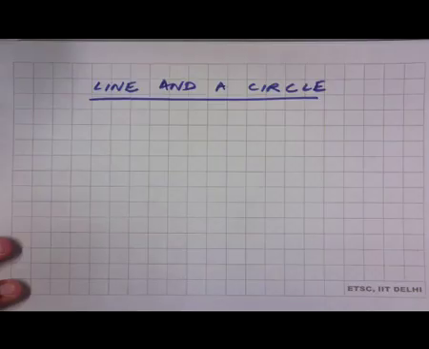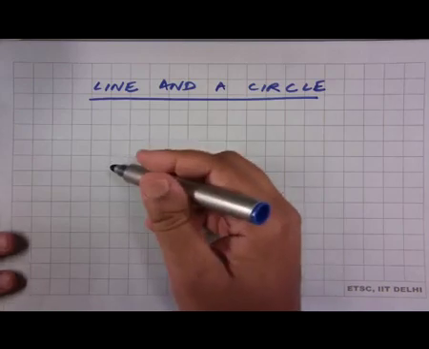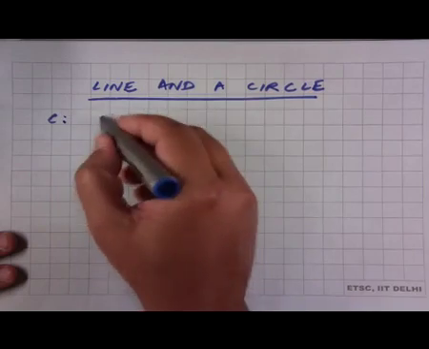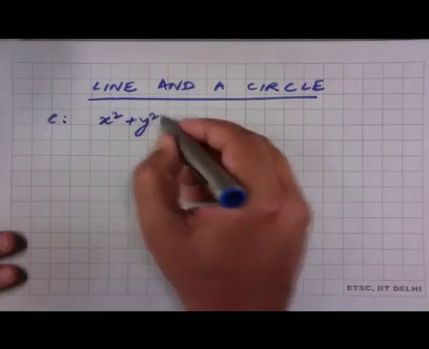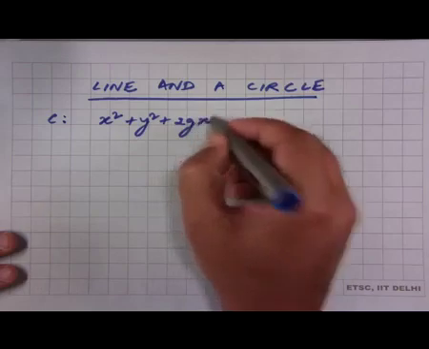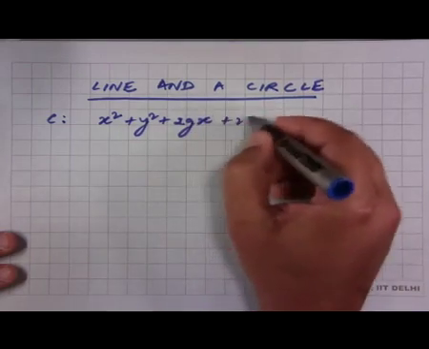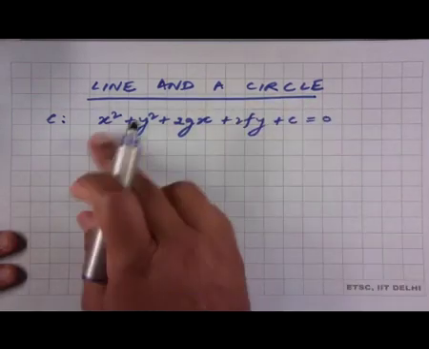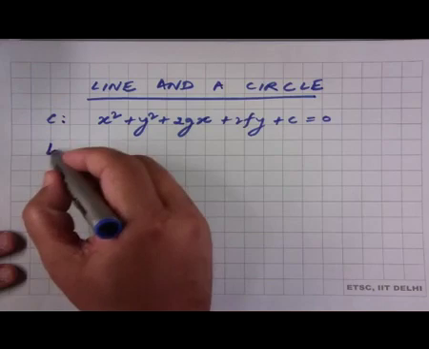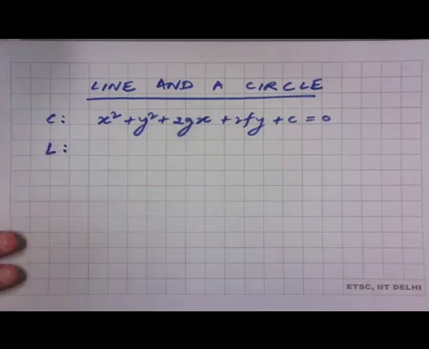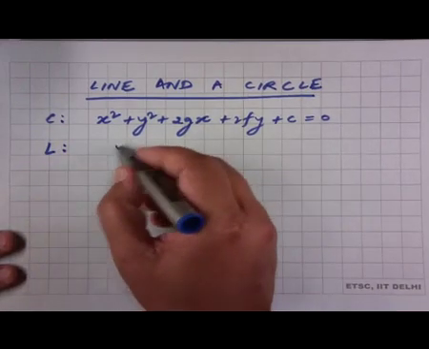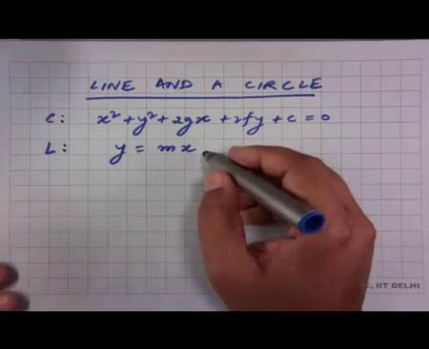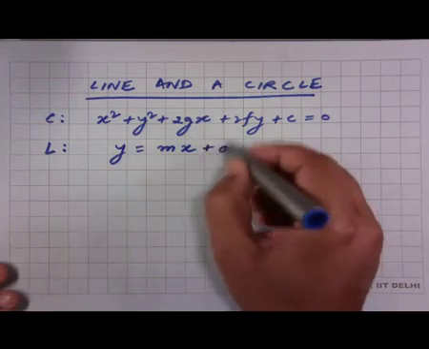Next, suppose that we are given a line and a circle. So, suppose we are given this circle having this equation, and we are given a straight line L whose equation is y is equal to mx plus d.